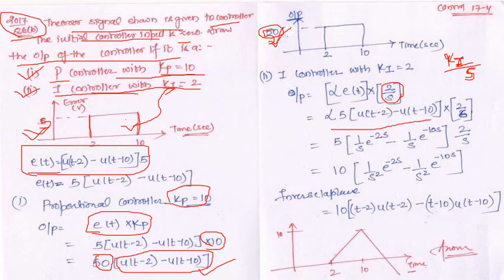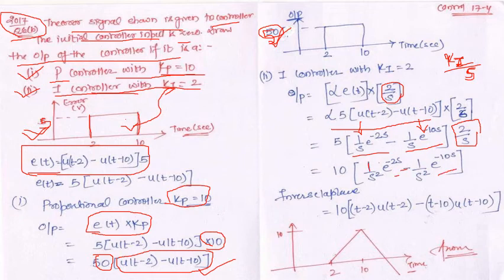So I am using the Laplace now. I am converting this into the Laplace equivalent. u(t-2) can be written as 1/s e^(-2s), and u(t-10) can be written as 1/s e^(-10s), multiplied with 2/s, and you will end up with 1/s² e^(-2s) - 1/s² e^(-10s).